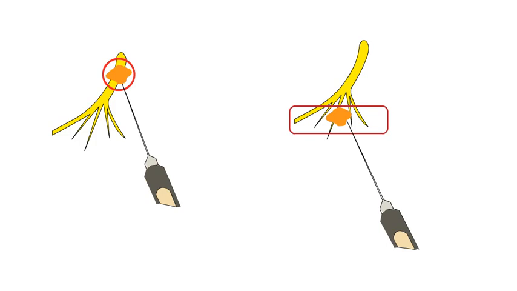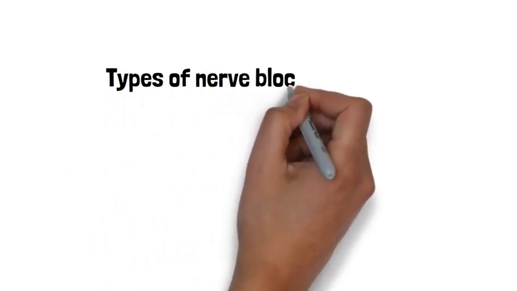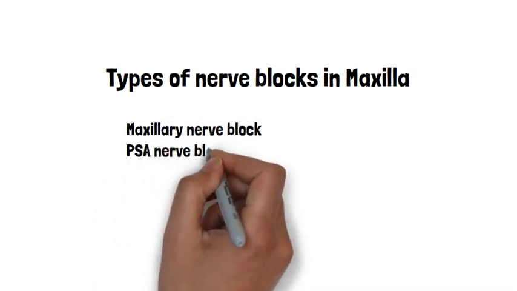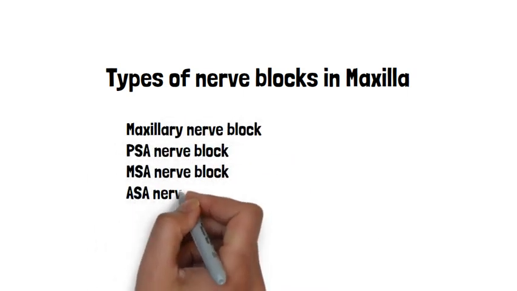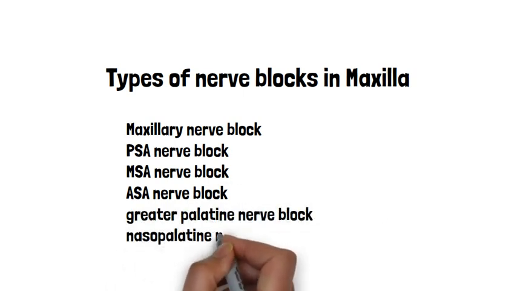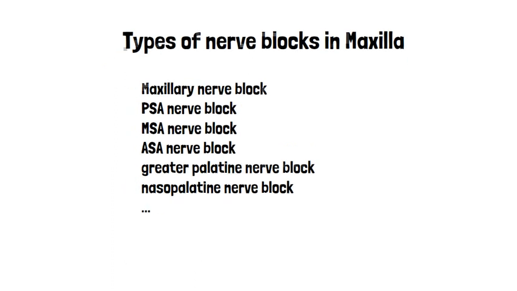If you have watched my previous videos, there are numerous types of nerve blocks in the mandible, and the same is true about the maxilla. There are also some extraoral techniques of nerve blocks. The types of nerve blocks in the maxilla are maxillary nerve block, posterior superior alveolar nerve block, middle superior alveolar nerve block, anterior superior alveolar nerve block, which is also called infraorbital nerve block, greater palatine nerve block, nasopalatine nerve block, and a few more. And of course, there are some injection techniques like buccal and palatal infiltrations, PDL injections, and so on.